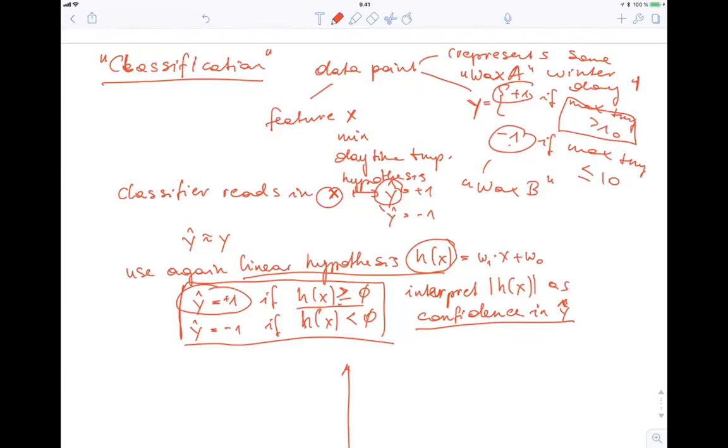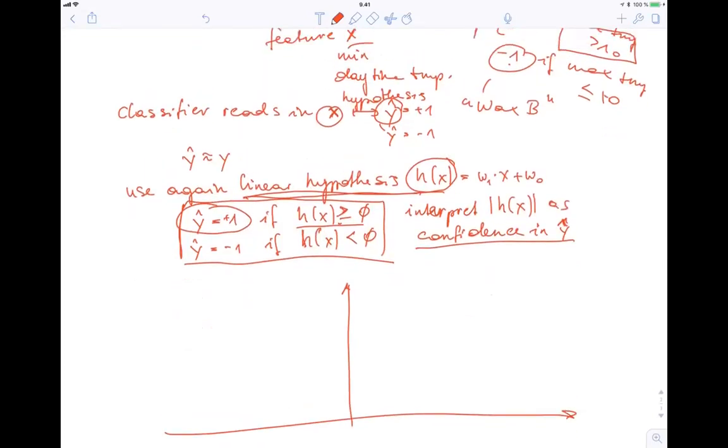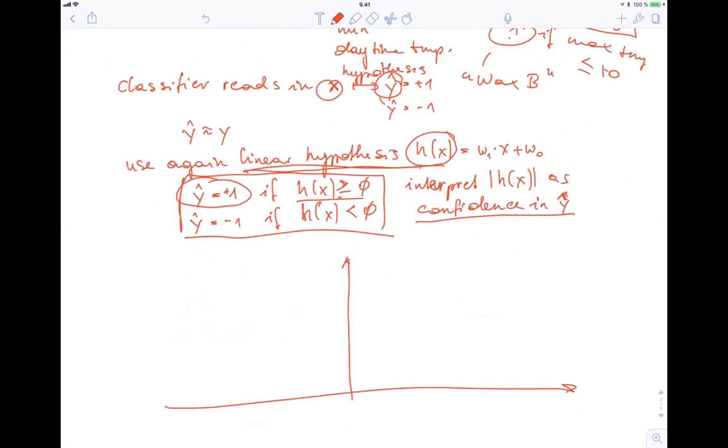What do you see here on my page? Which components have I discussed so far? Do we have data? Did we discuss what data points are, their features and labels? Yes, so I have discussed what a data point is, some winter day. I have discussed the feature, minimum daytime temperature. I have discussed the label, plus one if the maximum temperature is larger than 10, minus one if it's smaller or equal than 10. I also have discussed the particular hypothesis because I have said we use a linear hypothesis. So what is missing? To complete a machine learning problem, we need the loss.